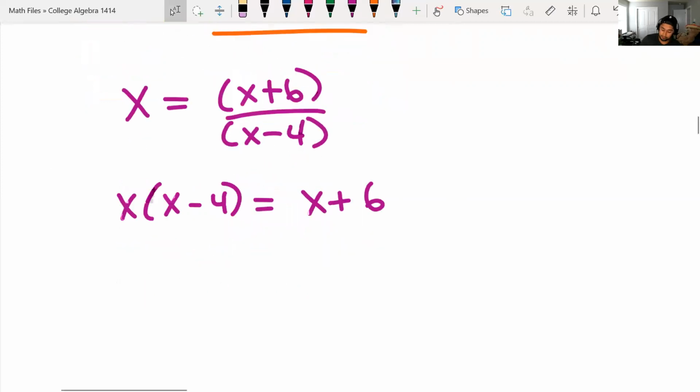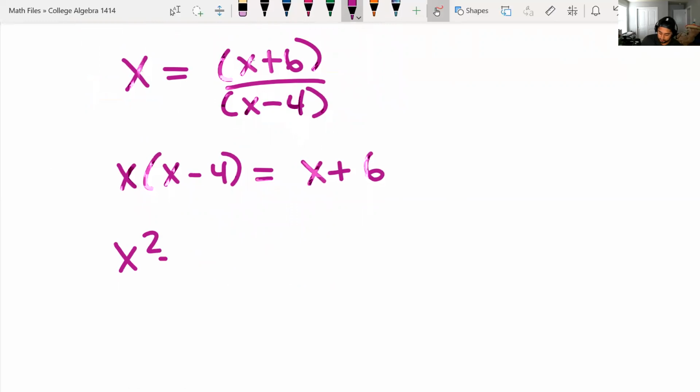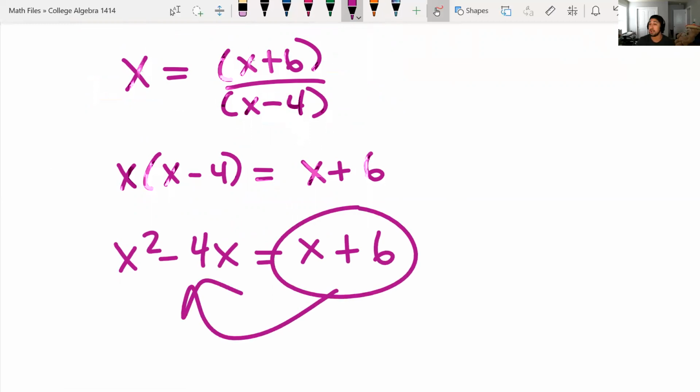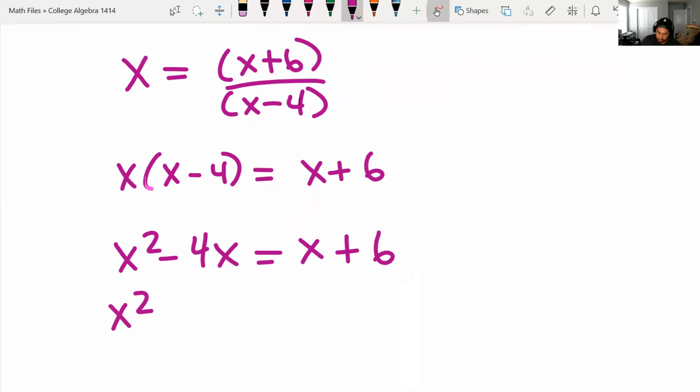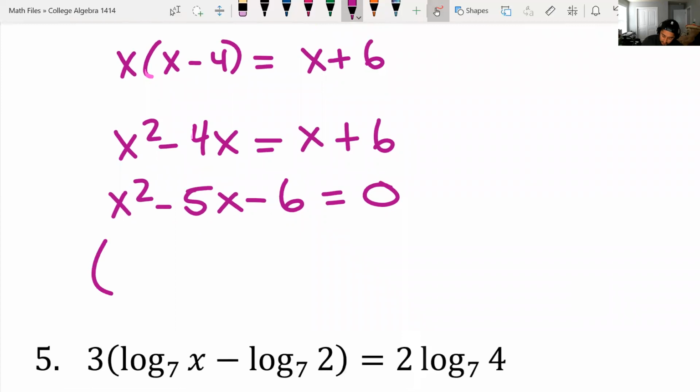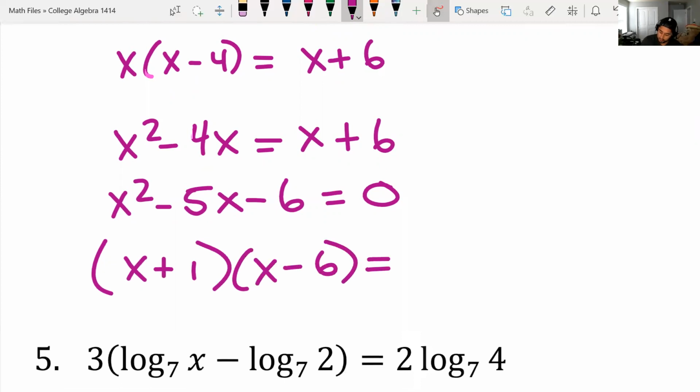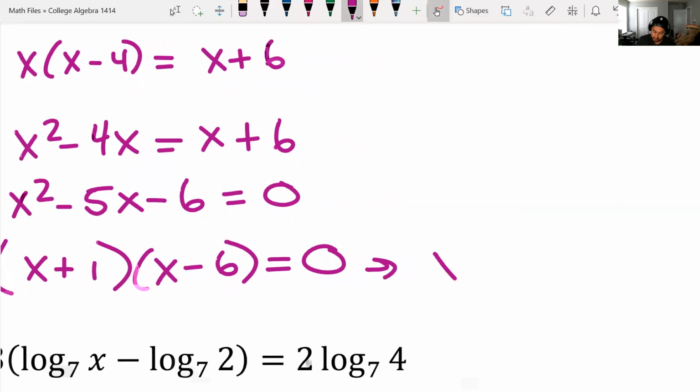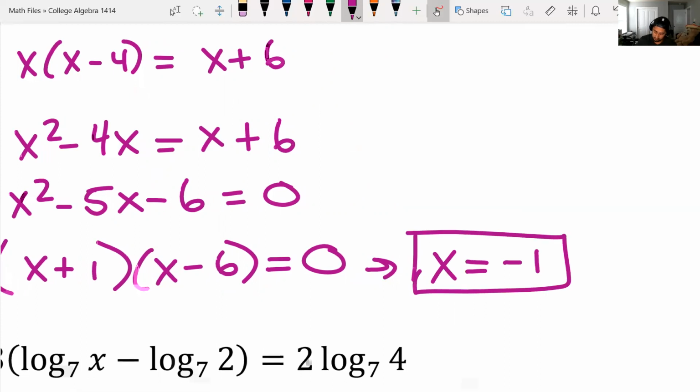Distribute the x. You'll get x squared minus 4x equal to x plus 6. Take these terms, move them over to the left side, and you'll get x squared minus 5x minus 6 equal to 0. And now factor. You should get x plus 1 and x minus 6 equal to 0. Because negative 6 plus 1 is negative 5, and the product is negative 6. And we'll get x equals negative 1 and x equals 6.